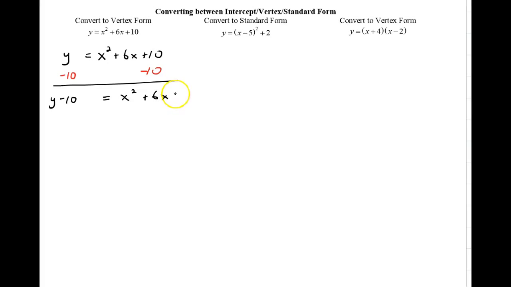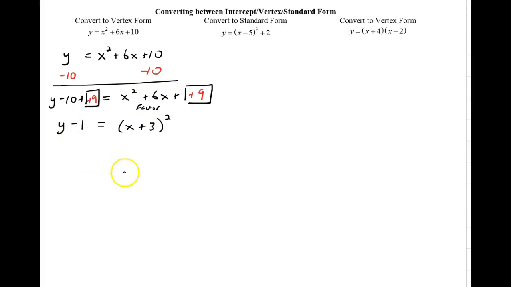And so to complete the square, draw our little square. And we look at this. What's half of 6? Squared. And so I'm going to put a 9 here and a 9 here. So on the left side, the negative 10 plus 9 gives us y minus 1. Here on the right, we want to factor this. So this perfect trinomial factors to x plus half of that 6, which is 3. So this is equivalent to this.